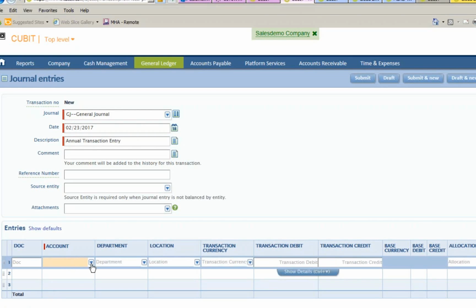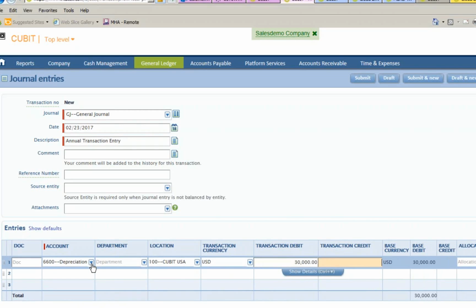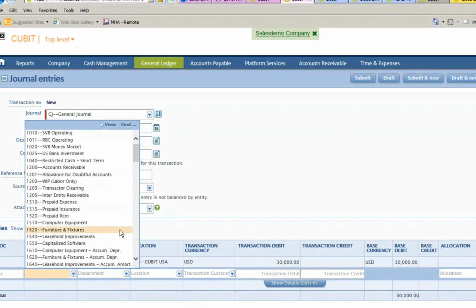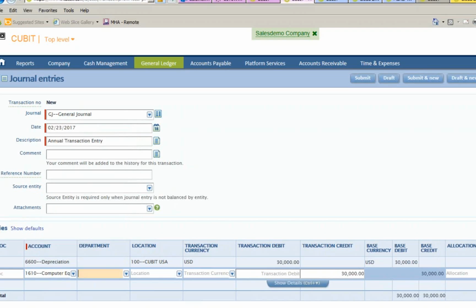Come down here to an account, and let's just say that we're going to record some depreciation as an example. And let's just say we have about $30,000 we're going to account for here. And I'm going to look for the accumulated depreciation account. Let's just say that that was computer equipment, and I need to identify the location in this case. Perhaps on the depreciation side of things, some of the other dimensions that you may be using would identify it along the way, but again, for ease of entry, this is what I'm entering.